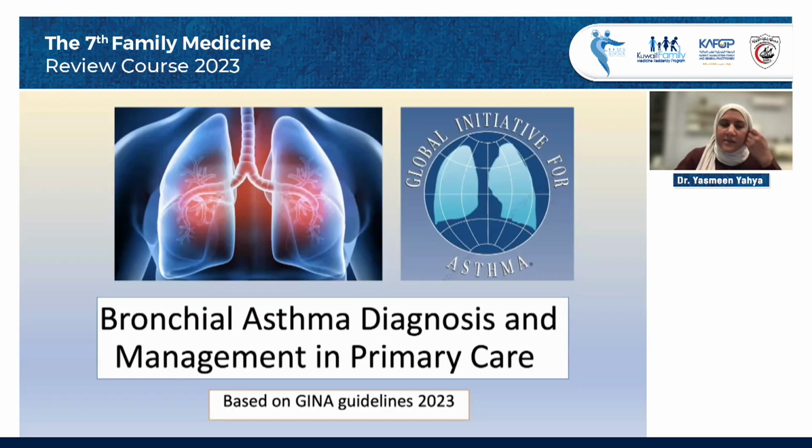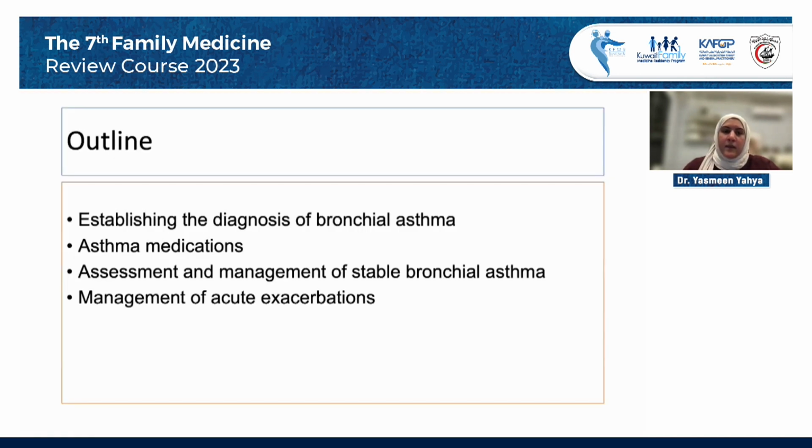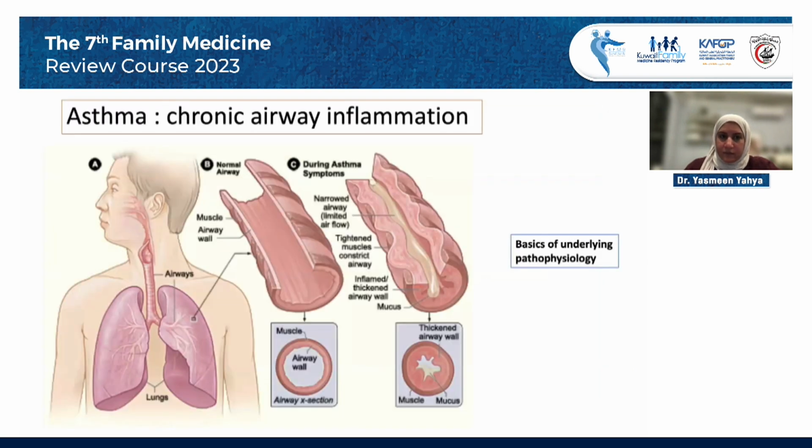So this summarizes the basics of spirometry interpretation. Moving now to the bronchial asthma diagnosis and management in primary care based on GINA guidelines 2023. I'll be talking about how to establish the diagnosis of bronchial asthma, and I will overview the asthma medications that are available in primary care, and how to assess and manage stable bronchial asthma, and how to manage acute exacerbations.